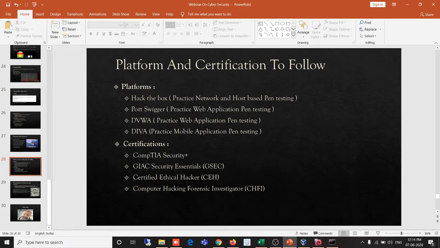And as I was talking about, cybersecurity has a lot of knowledge around the internet. But since you are a beginner, you will not have proper guidance on what to follow. So in that part, certifications help you majorly. CompTIA Security Plus, GIAC Security, Certified Ethical Hacker, Computer Hacking Forensic Investigator. These are the basic things which will give you a lot of knowledge as a fresher when you are entering this field.